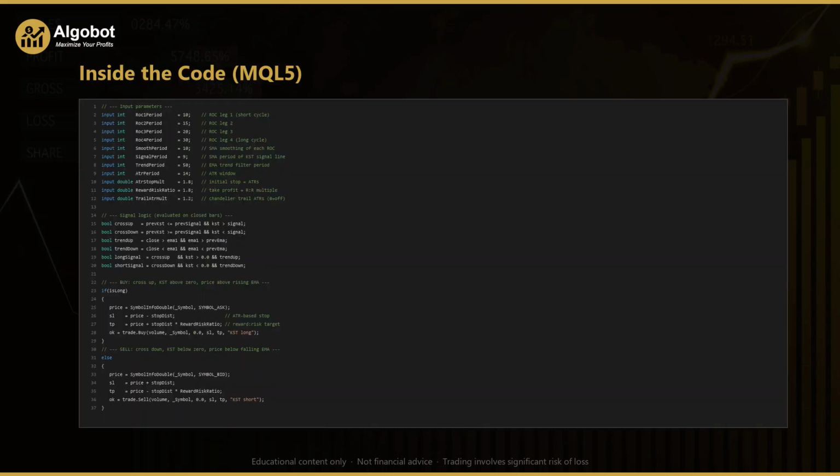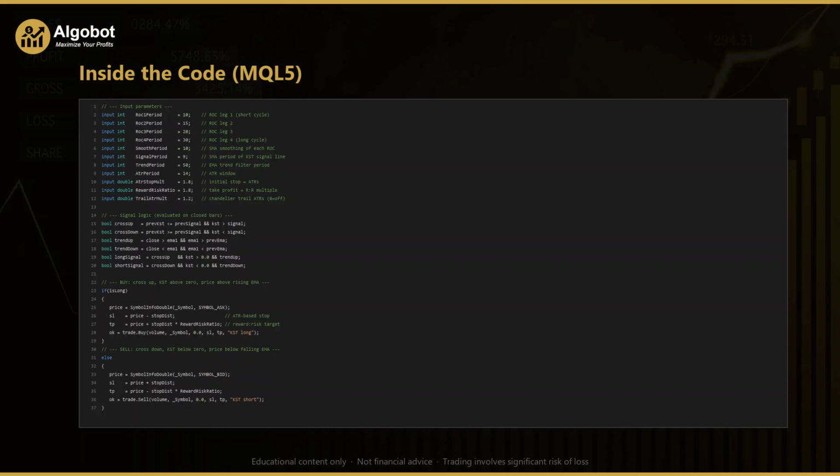Let's look at the actual MQL5 code that runs inside MetaTrader 5. At the top are the input parameters you can adjust in the strategy tester. You can see the four rate of change periods, 10, 15, 20, and 30, which set the short through long cycles of the oscillator. Below them are the smoothing period, the signal period of 9, the 50-period trend EMA, and the average true range window of 14. The stop multiplier and the reward-to-risk ratio, both set to 1.8, control how far away the stop and target sit. Next comes the signal logic, evaluated only on closed bars.